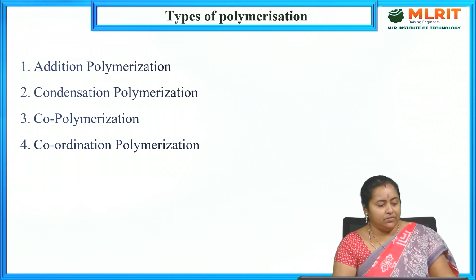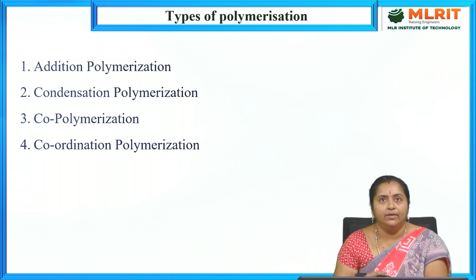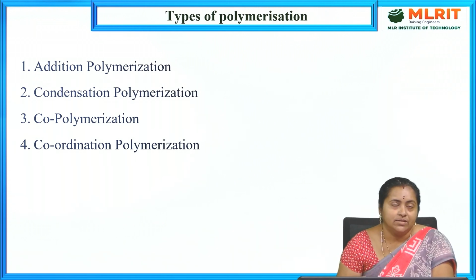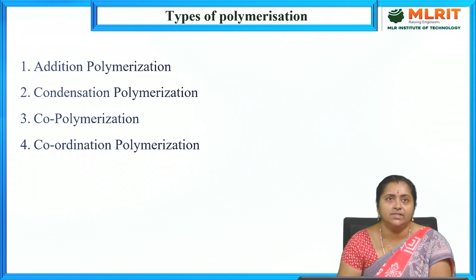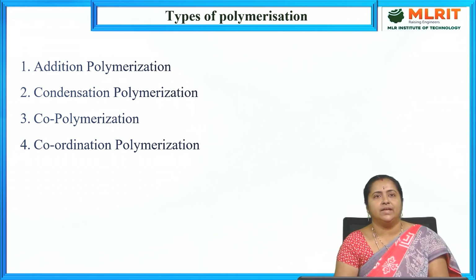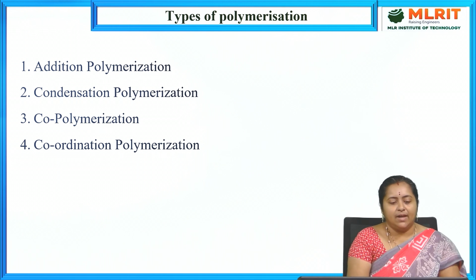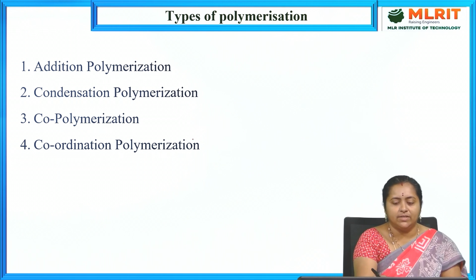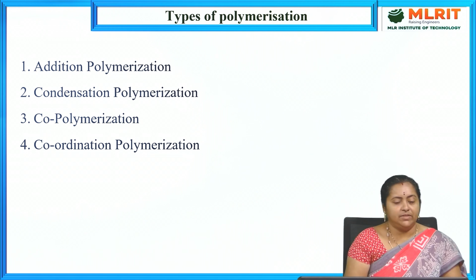So let us go to the next topic, types of polymerization reaction. In general, we have 4 different types of polymerization reactions. One is addition polymerization, the second is condensation polymerization, the third is copolymerization, and the fourth is coordination polymerization. So let us start with the first one, addition polymerization.